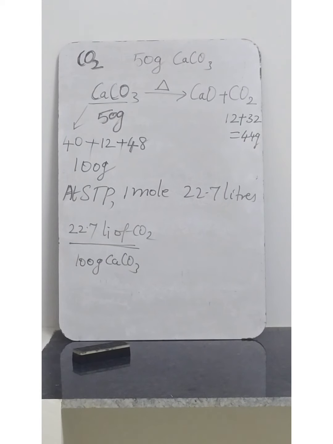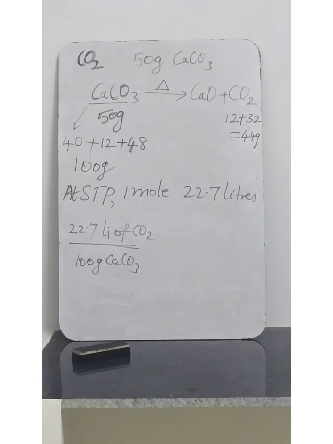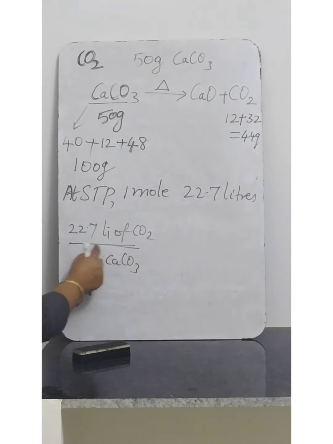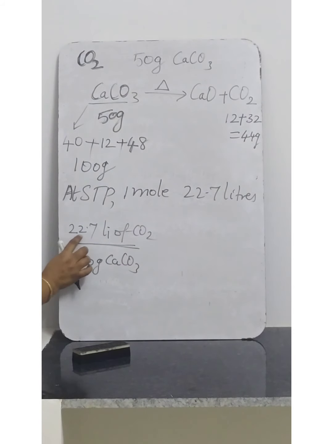But the question is, how much volume of carbon dioxide is produced? The condition is standard temperature and pressure. Under standard temperature and pressure, 1 mole of carbon dioxide occupies 22.7 liters, or 22.4 liters can carry this. Okay, 22.7. So now how can we write the relation for this? 100 gram of calcium carbonate will undergo heat and produce 1 mole of carbon dioxide, that is nothing but 22.7 liter of carbon dioxide.